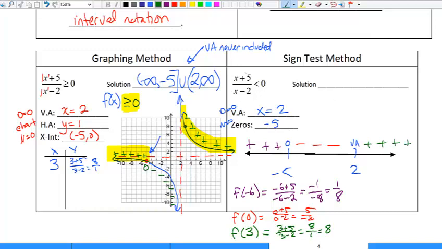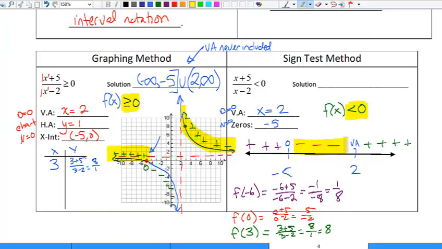So for this problem, notice it's different than the last problem. My inequality is f of x is less than 0. It is a different inequality, so therefore there's a different solution. I'm wanting to know where this is less than 0. So less than 0 is negative, but not including any zeros.